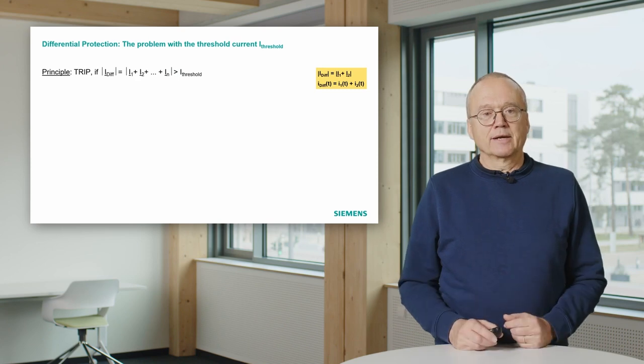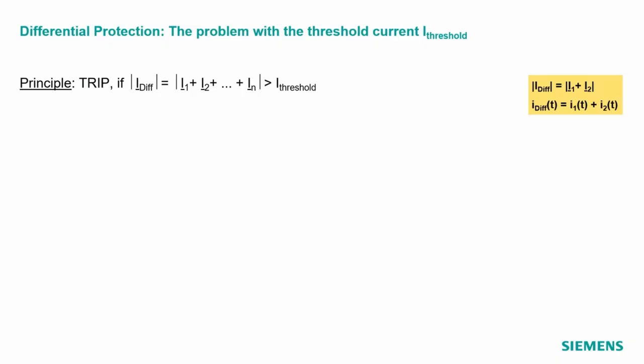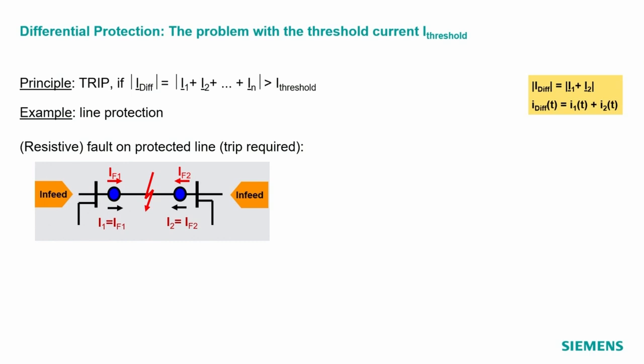So here I have again this equation. We trip if the differential current is above the threshold. You see in the yellow box the equation just for a 2-ended line. There we have to sum up 2 currents, either as phasors or as instantaneous values. And the first case I'd like to discuss is a fault, maybe a resistive fault, on a line, on the protected line. In this case, we expect that our protection relay should trip.